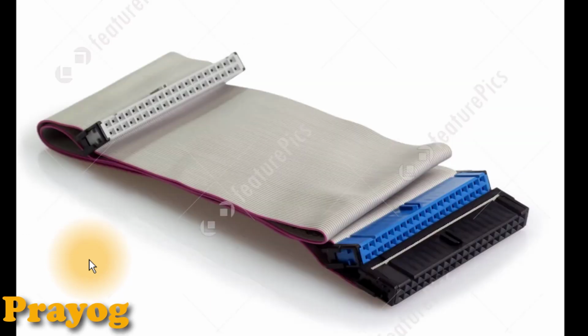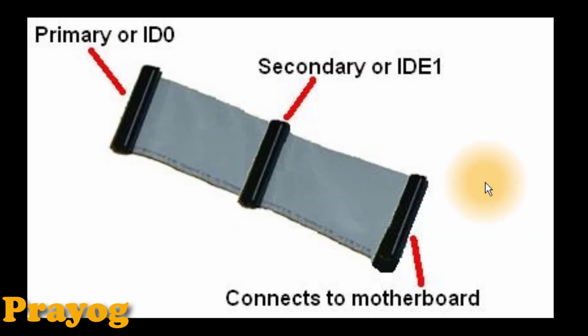Okay, and between the hard disk and the motherboard, this cable runs. One end gets connected to the motherboard and the other end is connected to the hard disk. You can clearly see this. This is connected to the motherboard.